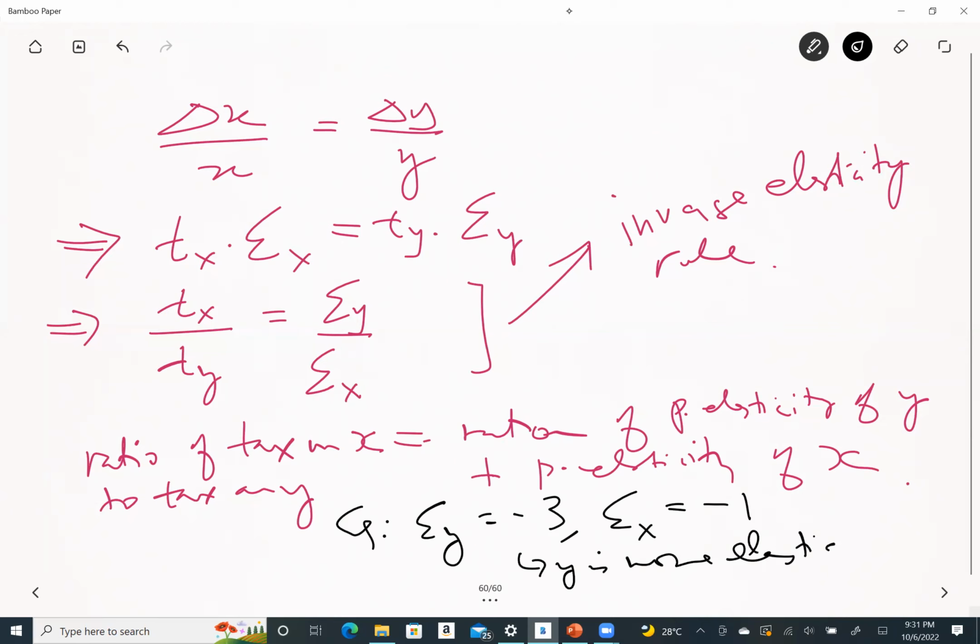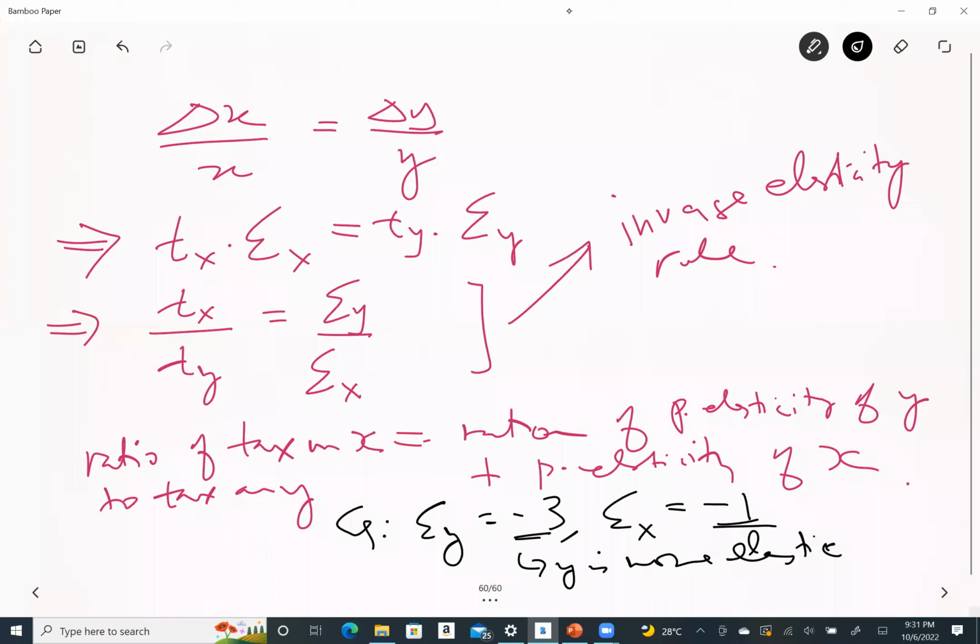So be careful here. When you're talking about the elasticity of demand, of course, it always has a negative number. But when you want to describe the degree of elasticity, just disregard the negative sign. That means Y here is more elastic. If you increase the price of Y by 1%, the demand will go down by 3%. That is the basic definition.